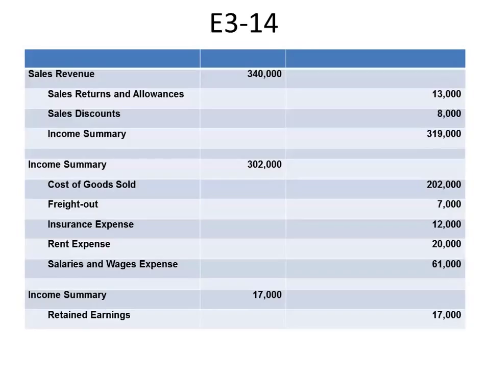So here, if sales has a credit balance, what do you have to do with it to make it zero? You have to debit it. So we're debiting sales. If sales returns has a debit of 500, what do you have to do to make it zero? And that's what we're doing. That's all we're doing here. And then the balance goes to income summary. Does that make sense? Okay?